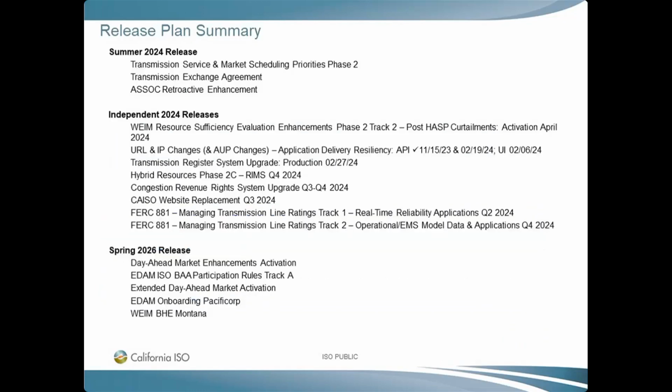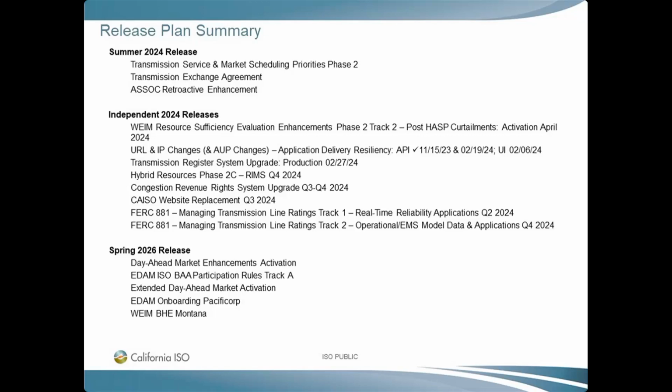We'll go ahead and move on to the release plan summary. This has not changed since the last release user group 2 weeks ago. So as a reminder, for summer 2024 release, we have the Transmission Service and Market Scheduling Priorities Phase 2 Transmission Exchange Agreement. And then we also have, as part of the settlements summer 2024 release, the ASSOC retroactive enhancement. So that's not an initiative on its own, but due to the significance of that, we wanted to make sure that we maintain visibility of that effort for summer.